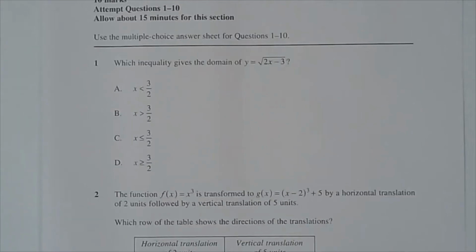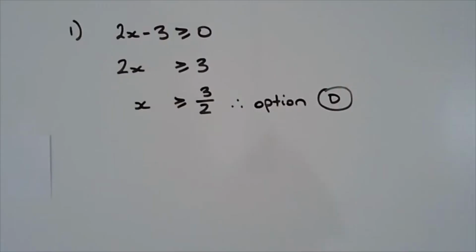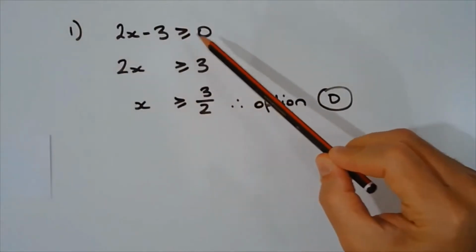Question 1. Which inequality gives a domain of y equals the square root of 2x minus 3? Now what's inside the square root must be greater than or equal to 0. That means 2x minus 3 must be greater than or equal to 0.